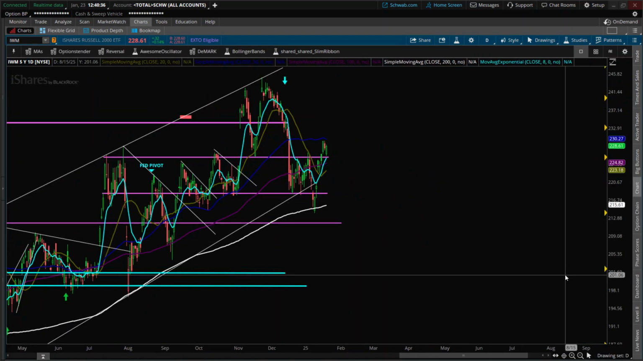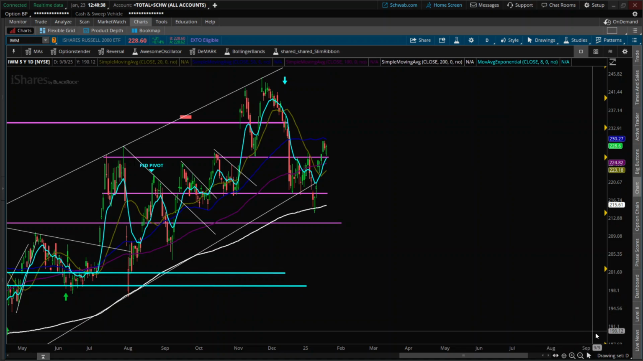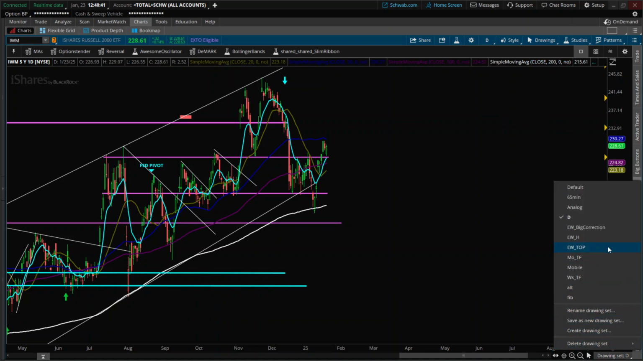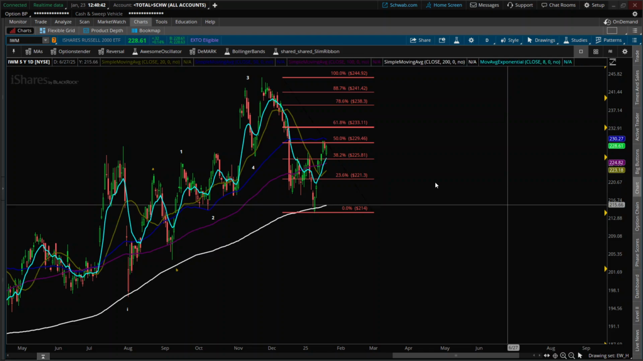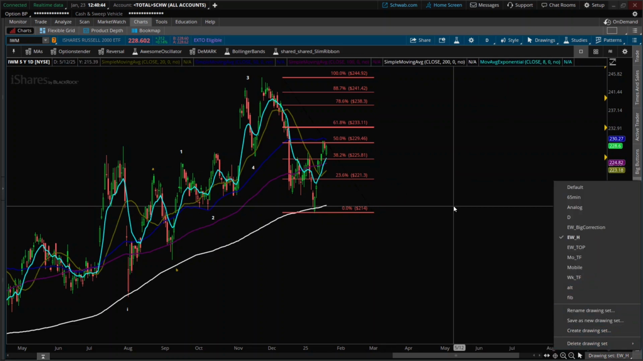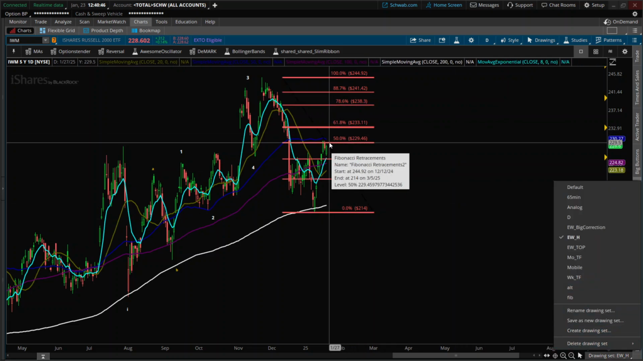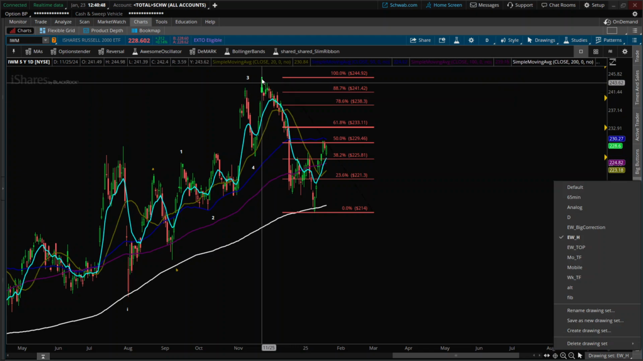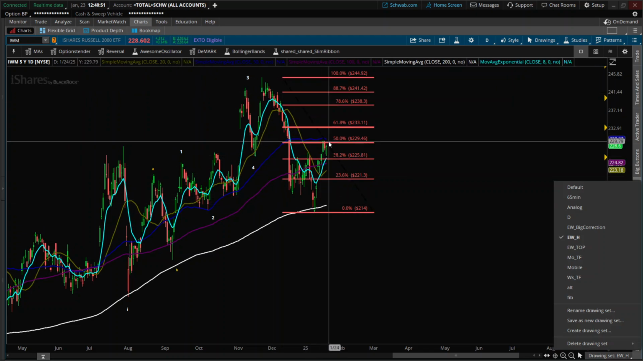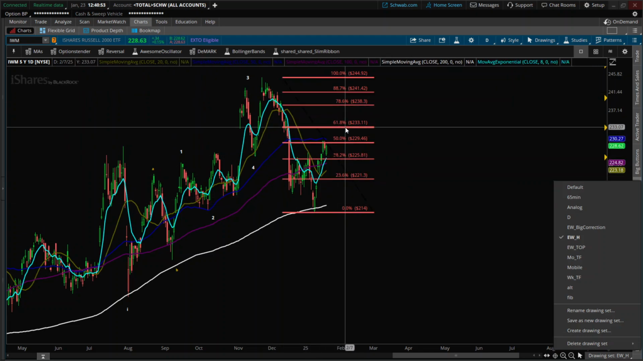We had this one, still could go higher. We talked about what would happen if it broke from higher. We have the 50% retracement, fib retracement from high to low.